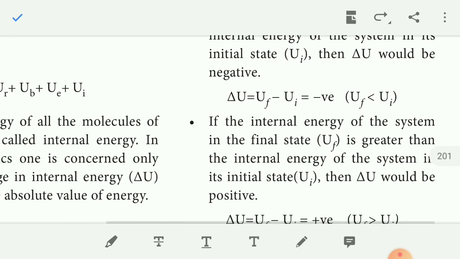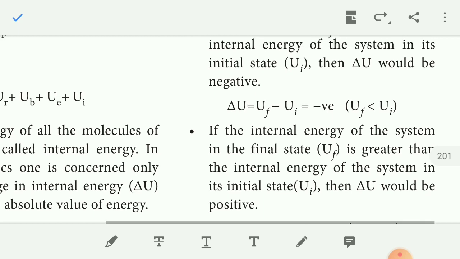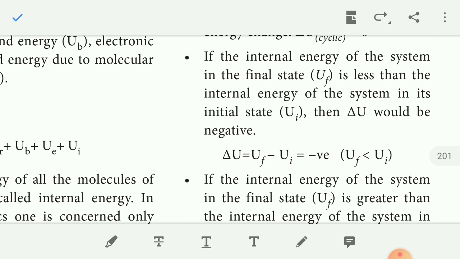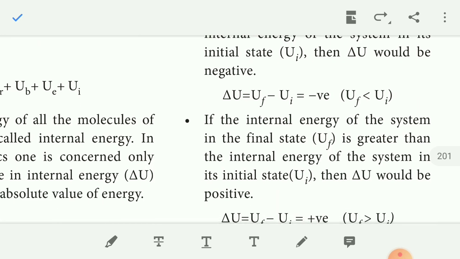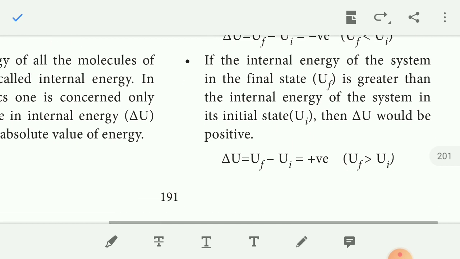The next point: if the internal energy of the system in the final state, UF, is greater than the internal energy in the initial state, then del U would be positive. Simply put, if UF is less than UI, del U is negative, whereas if UF is greater than UI, del U would be positive.